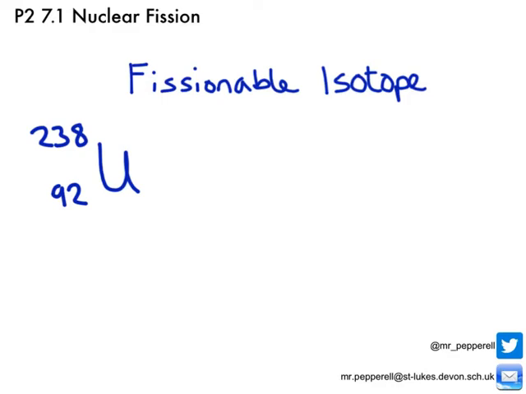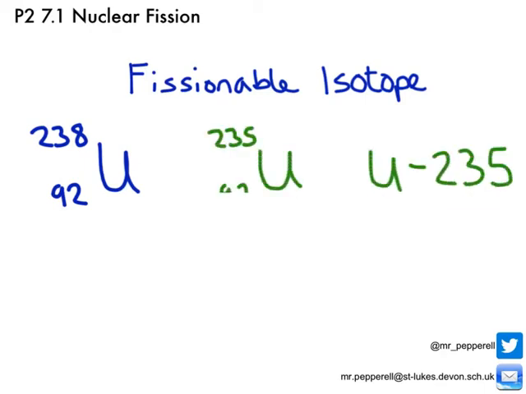But about 2 to 3% of the fuel used in nuclear power stations is not uranium-238, it's actually uranium-235, another isotope of uranium. It's still uranium, it's still got 92 protons, but this is uranium-235, and we can also write that as U-235. This is what we call enriched uranium. So uranium that contains this uranium-235 is enriched uranium. So we can induce the fission of uranium-235 nuclei, but not the uranium-238. That's a non-fissionable isotope.